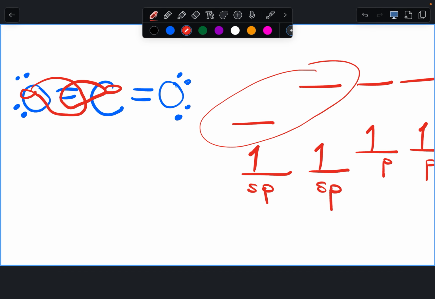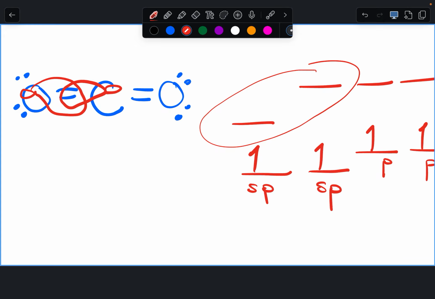So in a concept type question, describe the difference between a sigma and pi bond. A key point of a sigma bond is that they are directly overlapping between the 2 atoms, between the 2 nuclei. They involve hybridized orbitals.